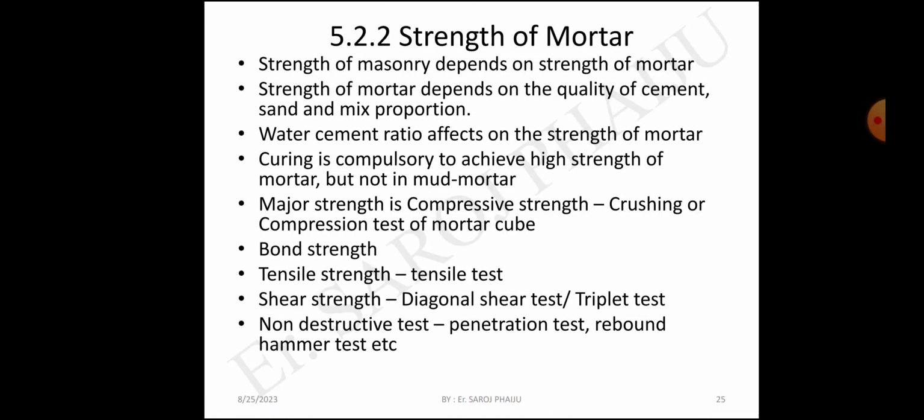Strength of masonry. Strength of masonry depends on strength of mortar. Strength of mortar depends on the quality of cement, sand and mix proportion. Water cement ratio affects the strength of mortar. Curing is compulsory to achieve high strength of mortar but not in mud mortar. Measured strength is compressive strength, crushing or compression test of mortar cube. Bond strength, tensile test, shear strength, diagonal shear test, triplet test, non-destructive test, penetration test, rebound hammer test, etc.